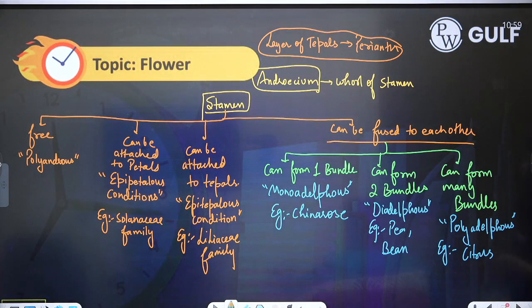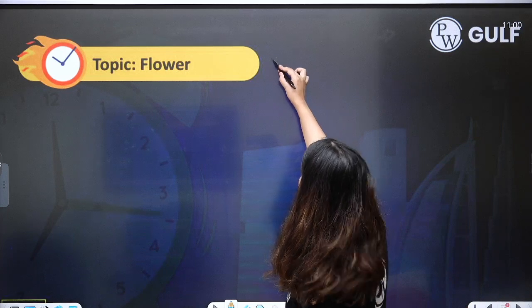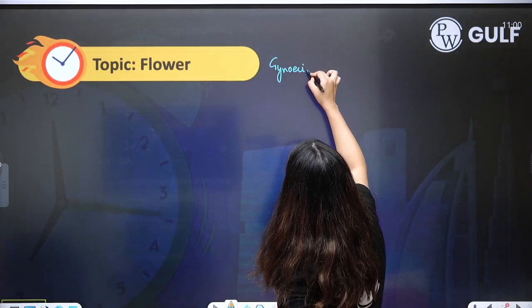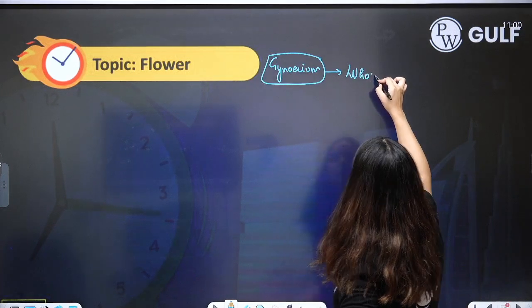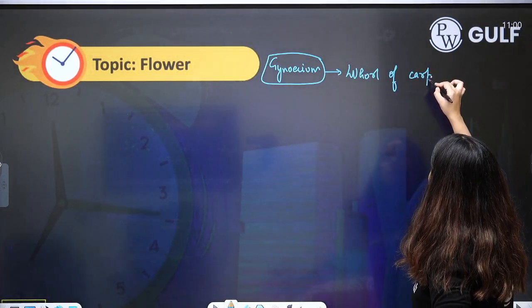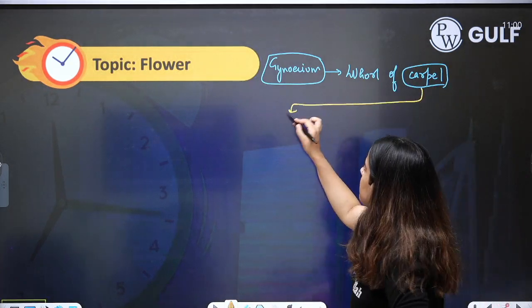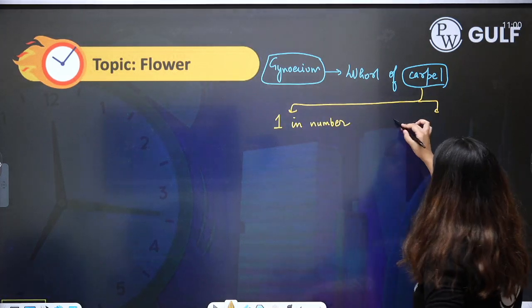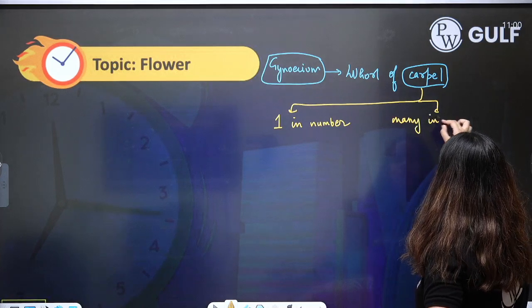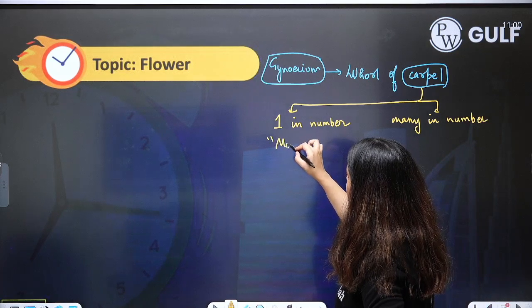So this is about the male part of the flower. Let's understand the female part, beta. Gynoecium. Gynoecium is basically the whorl of carpel. Now, beta, in a flower, carpel can be one in number. Carpel can be many in number. When carpel is one in number, it is known as monocarpellary.